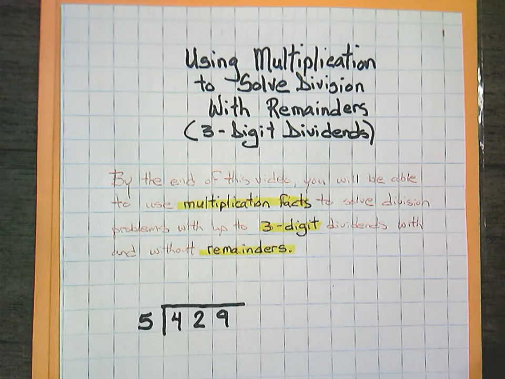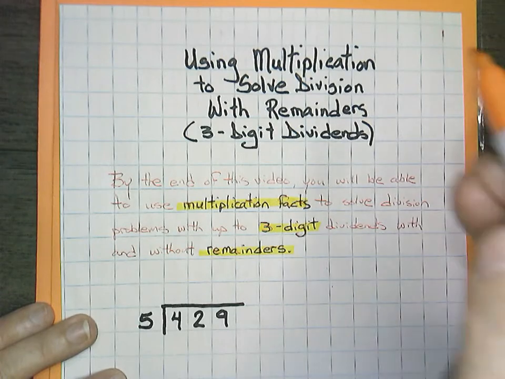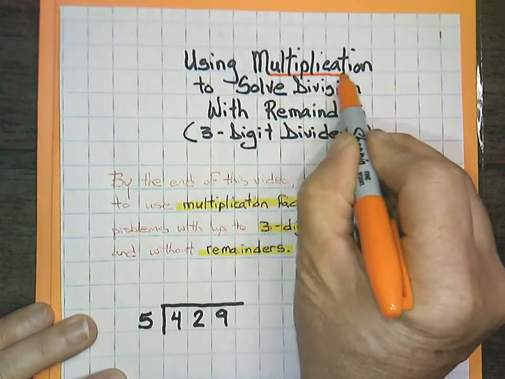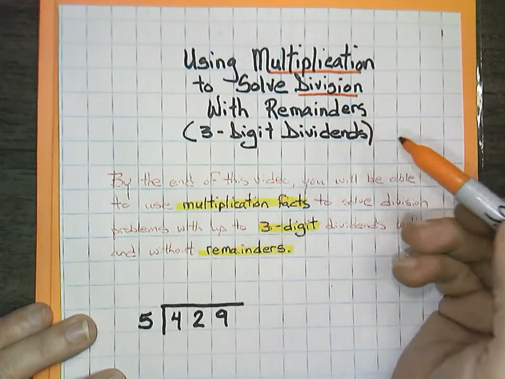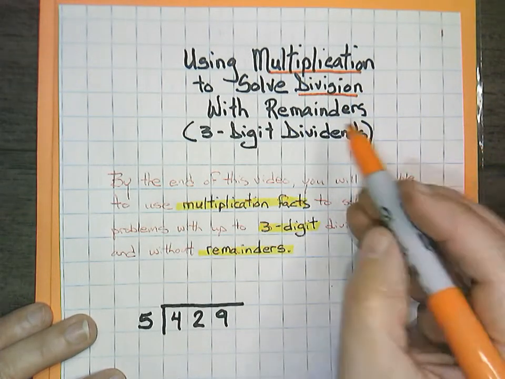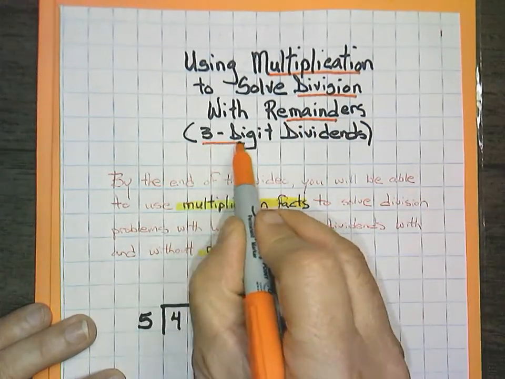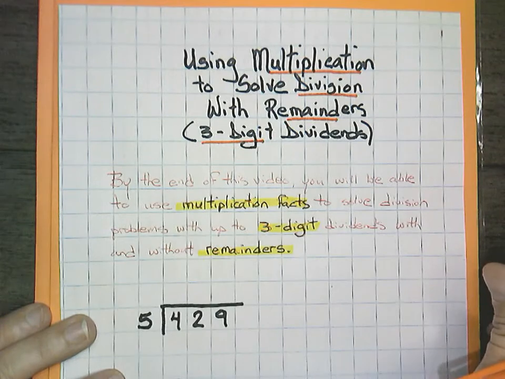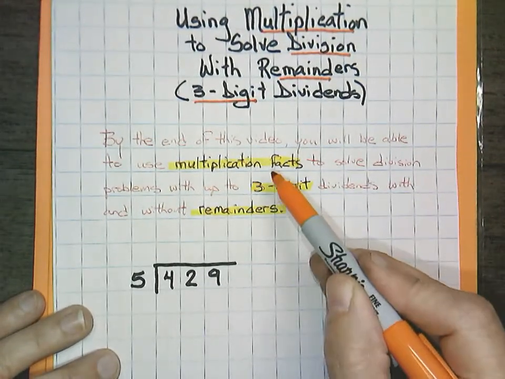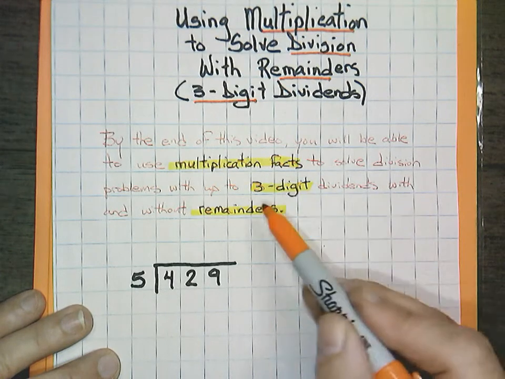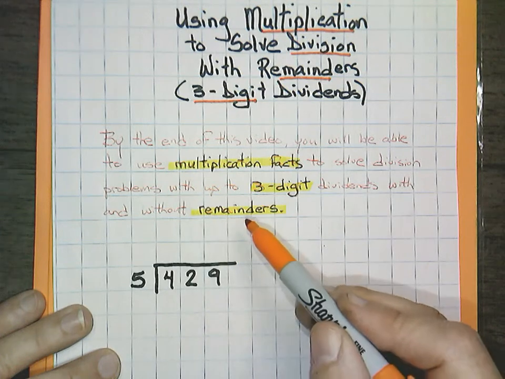Walker. Our topic for today is using multiplication facts to solve division problems. Today, we're going to be doing problems that have remainders, but also one or two without remainders, and we're moving up to three-digit problems. By the end of this video, you will be able to use multiplication facts to solve division problems with up to three-digit dividends with and without remainders.